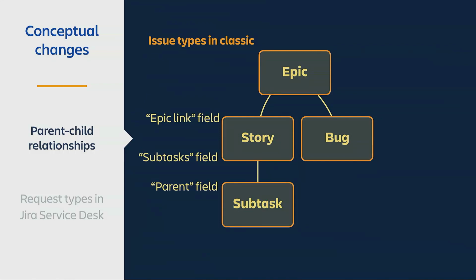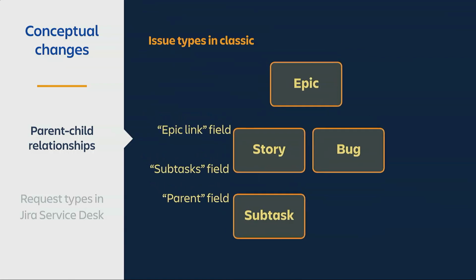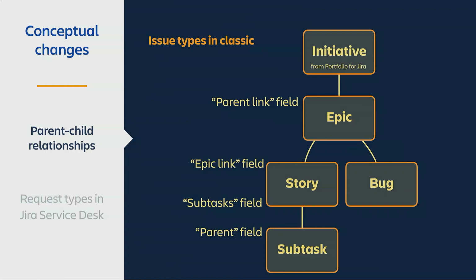So already this is a bit inconsistent. It's not great, but it gets worse when we add in Portfolio. Portfolio is another product in Jira that adds its own issue type, which lives above epic. Once we add in Portfolio, we can link to that from an epic using the parent link field, and you can see this isn't really scalable.